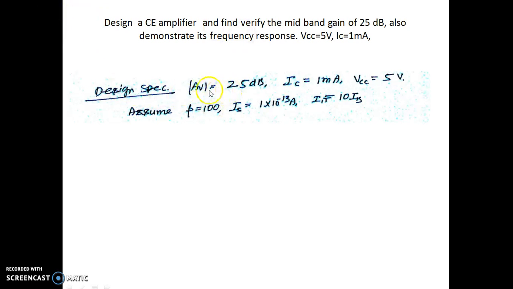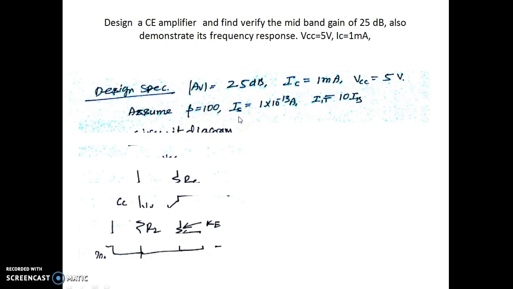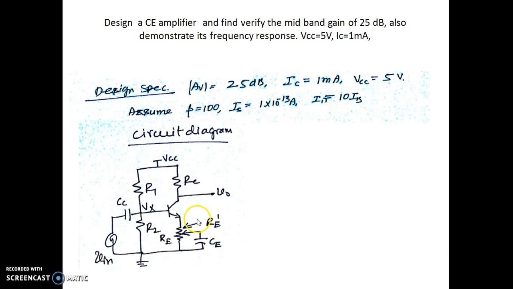So the specifications are: gain is 25 dB, the collector current is 1 milliampere, the supply voltage is 5 volts, and these are the assumptions. Now this is the circuit we are having. You can see we have R1, R2, there is an RC, and we have an RE, which has a pot here.